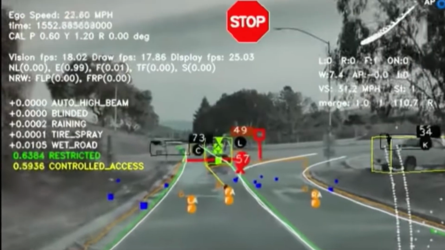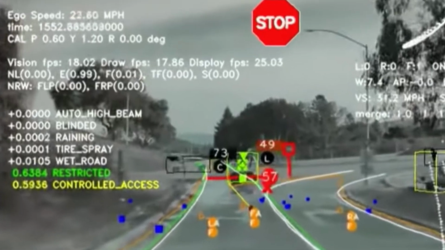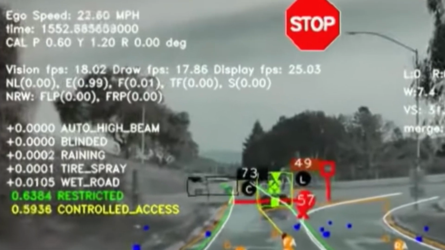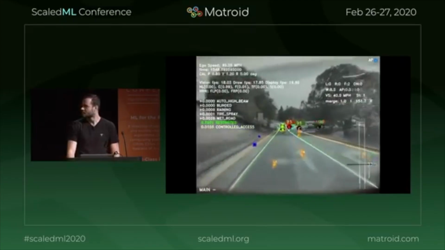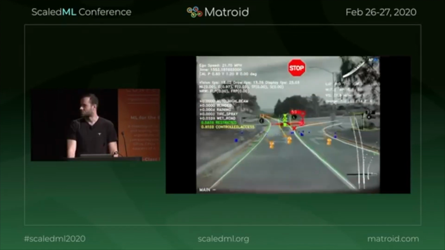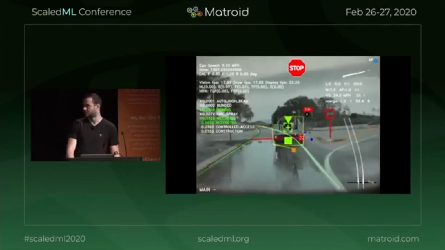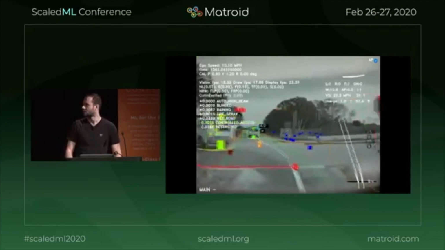Note that they're able to keep the frames per second up to like 17 or so frames per second, and that's incredibly difficult. As you can see from the clip, lanes are being detected, as is the truck ahead of the ego car. It also notes that there's a wet road. I don't know how it does it.